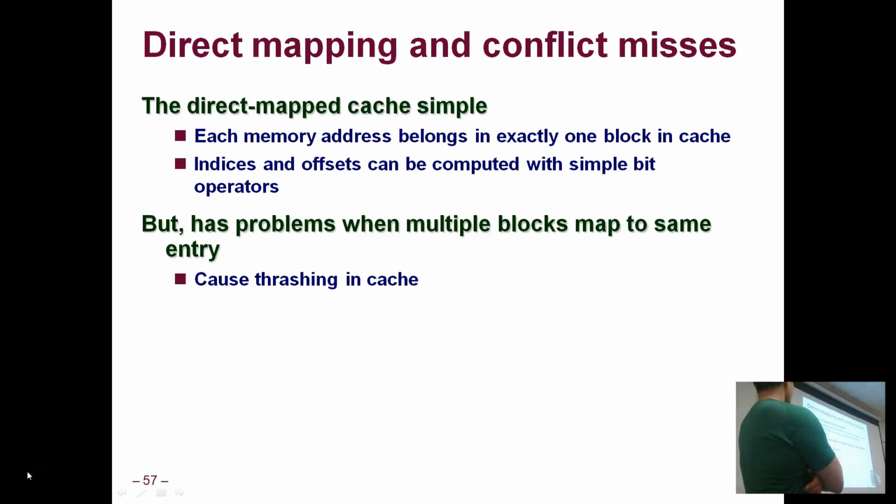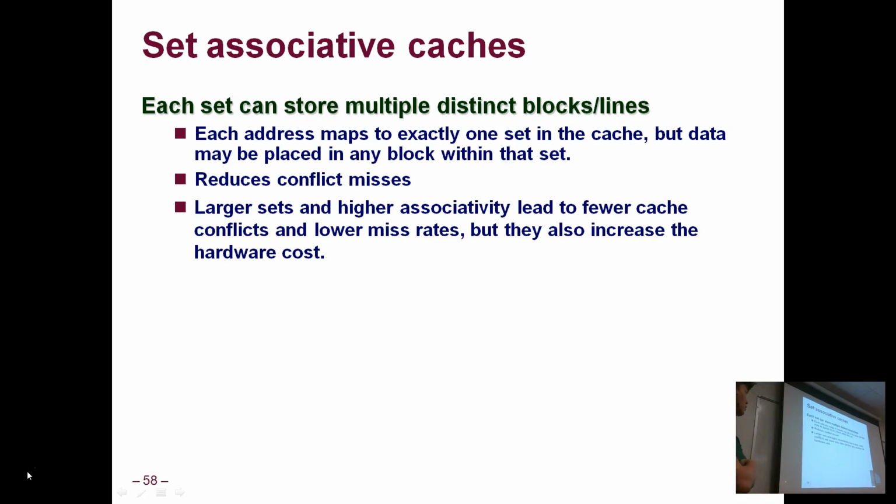Okay, so we finished last class on direct map caches, and we looked at why conflict misses are common with direct map caches and how they can be pathologic. So the solution to this is to go to something that we call set associative caches. The idea is that rather than each set storing a single block, you allow that set to store multiple ones, and then you can choose which block to store your data in. And this will reduce conflict misses because now there are multiple options.